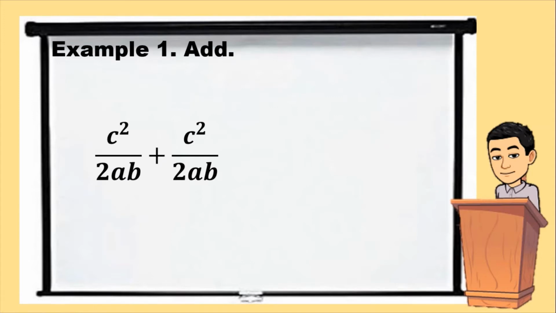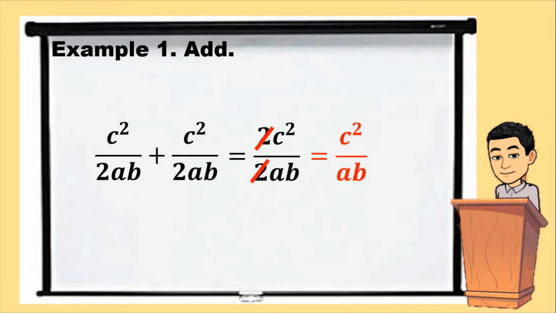c squared over 2ab plus c squared over 2ab. The denominators are the same, we just simply copy 2ab for the denominator, while for the numerator we will add c squared and c squared, which is equivalent to 2c squared. All we have to do is to simplify our fraction by removing the common factors of the numerator and denominator. The common factor, as you can see, is 2. Therefore, the final answer is c squared over ab.